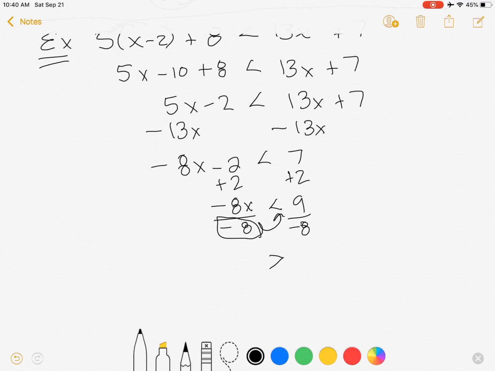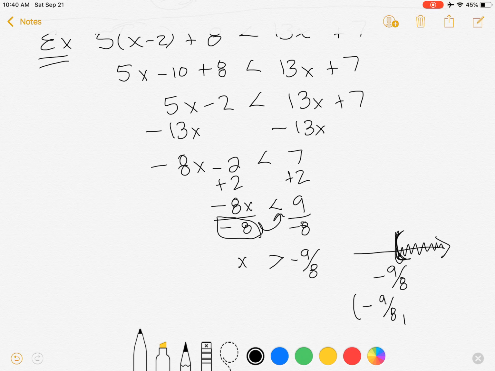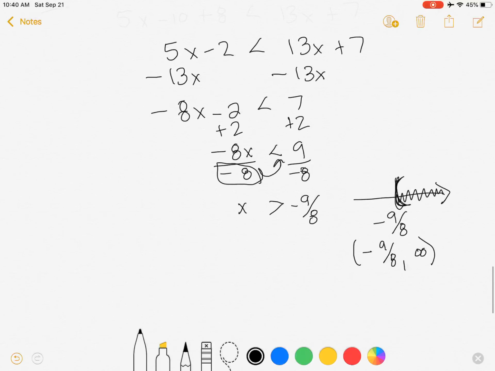So I've got greater than, and that's going to be x greater than negative 9 over 8. Okay? So now when I graph it, I've got negative 9 over 8. This time it's pointing to the right with the variable on the left, so we've got to shade right. And it's going to be parentheses. So you've got parentheses, negative 9 over 8 to infinity. And that would be my answer.